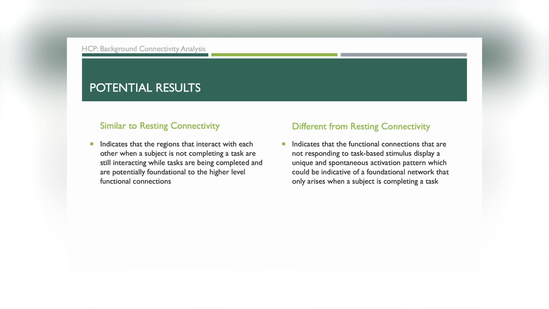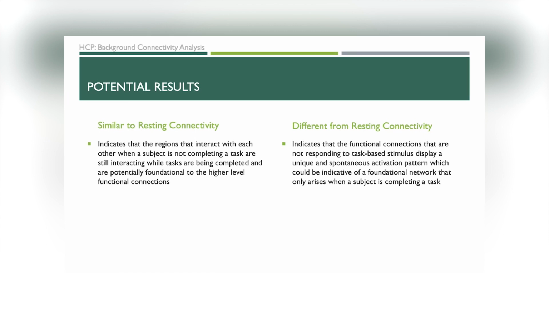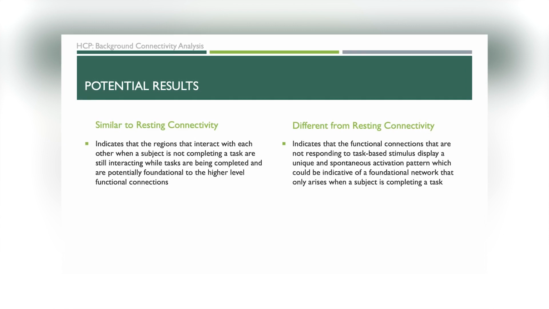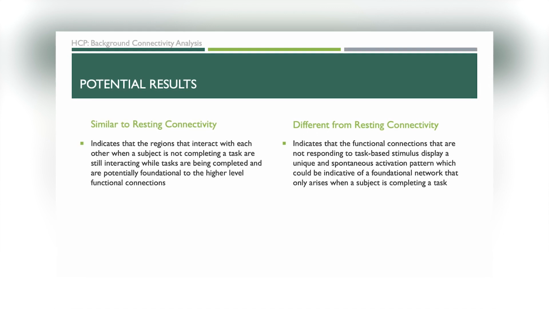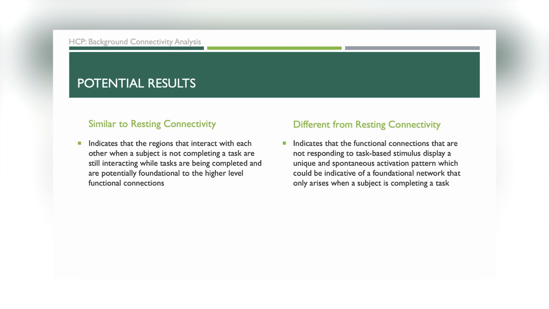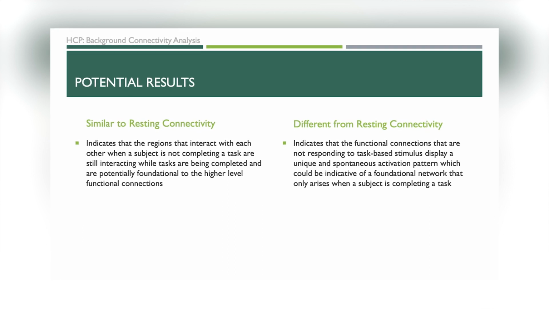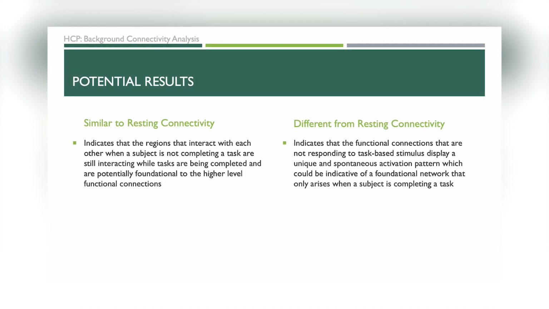So what does this actually mean? This resulting background connectivity matrix could be similar to the one we found from resting connectivity. What this indicates is that the regions that interact with each other when a subject is not completing a task are still interacting with each other while tasks are being completed. And essentially, we can think of these interactions as kind of like a foundation, like the building blocks of a home. So this is one potential result if that background connectivity matrix is similar enough to the resting state connectivity matrix.